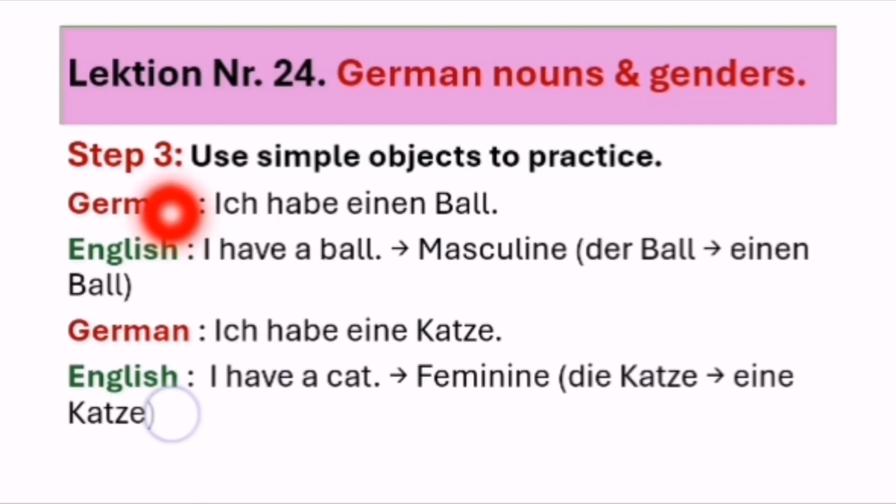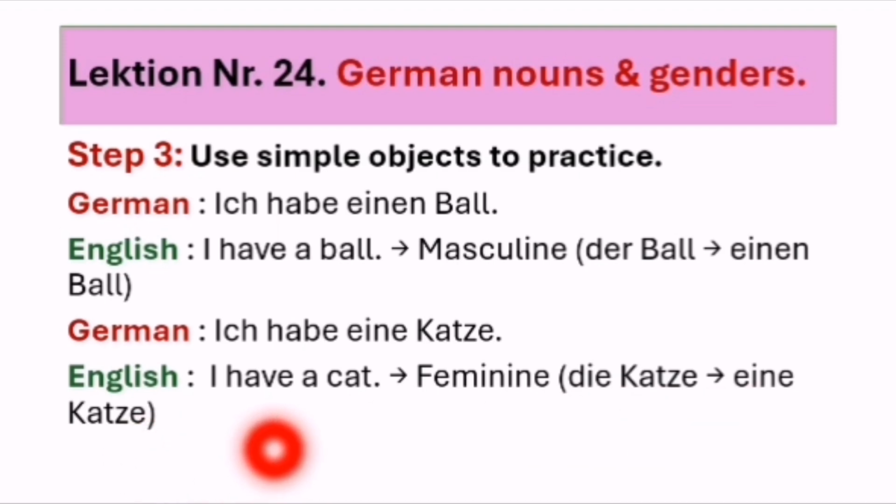Now step 3. Use simple objects to practice. Like in German we say ich habe einen Ball. In English we say I have a ball. So it is masculine, der Ball, we use einen Ball. In German we say ich habe eine Katze. In English we say I have a cat. So Katze is feminine, so we use die Katze and we use eine Katze.